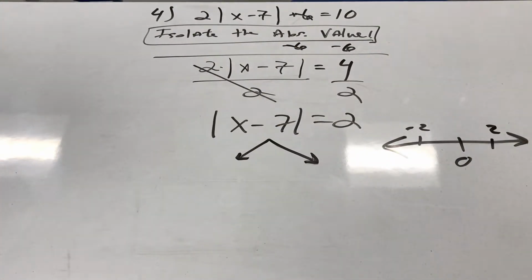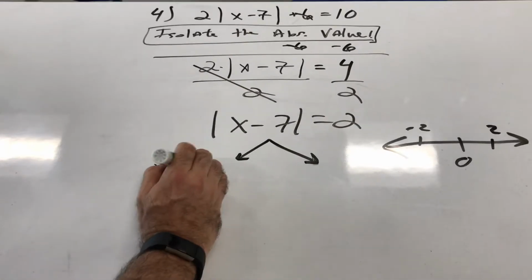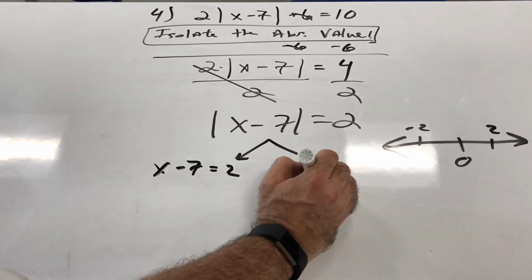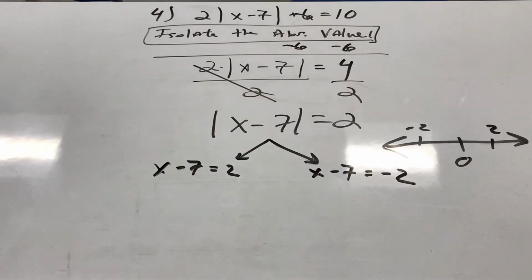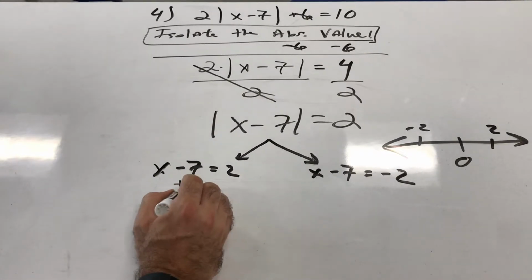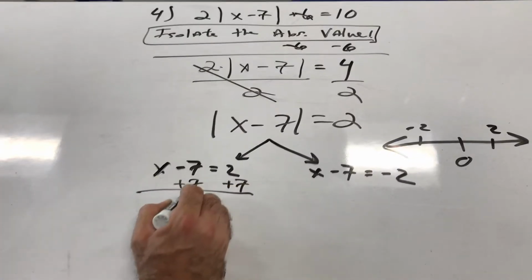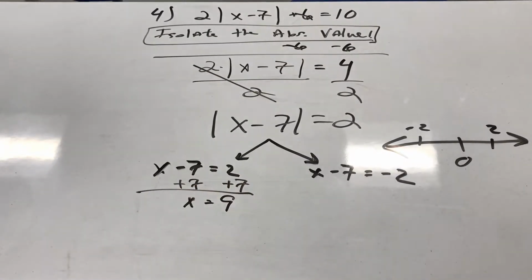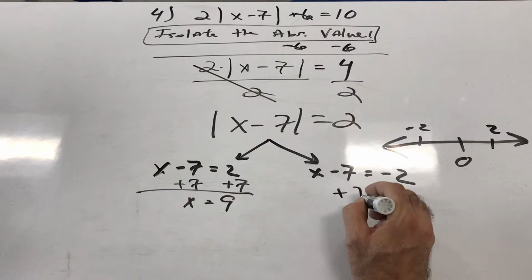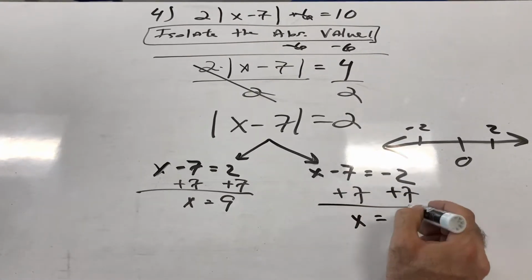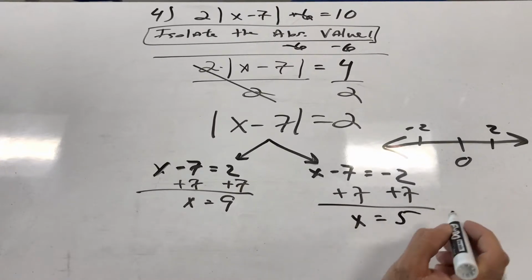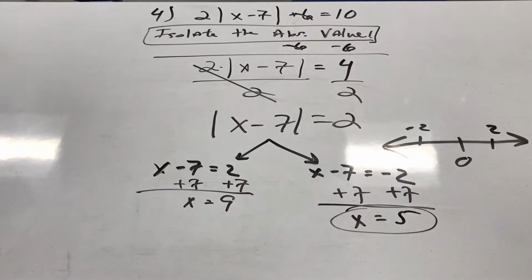So what we'll do is write down x minus 7 equals 2 and x minus 7 equals negative 2. And I solve the simple equation. Adding 7 to both sides here, I get x equals 9. And adding 7 to both sides here, I get x equals 5. And there's my two solutions.